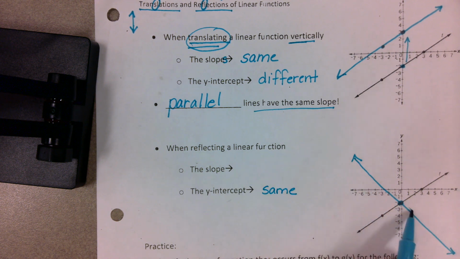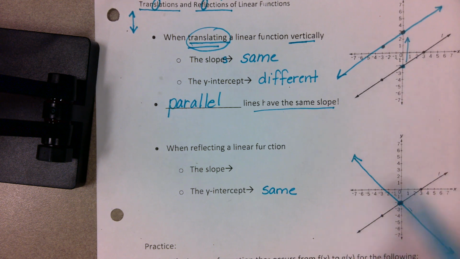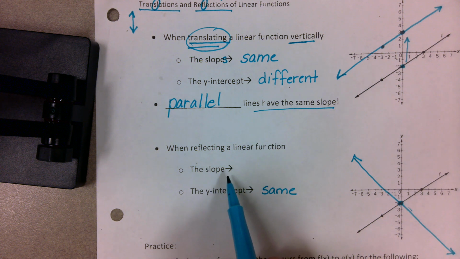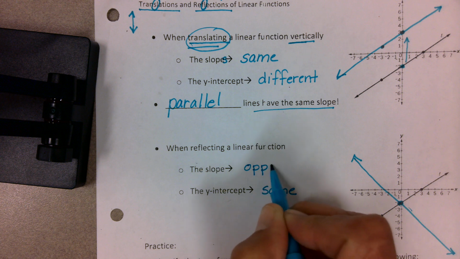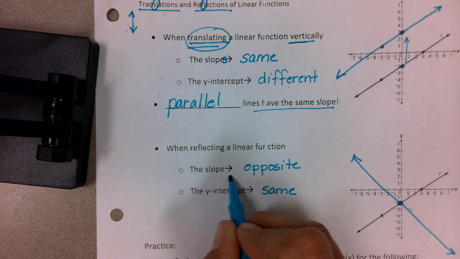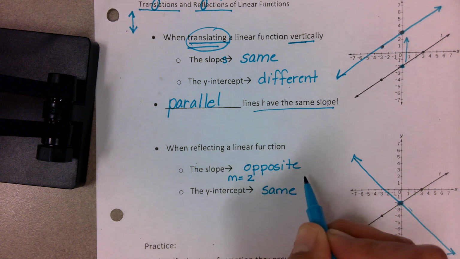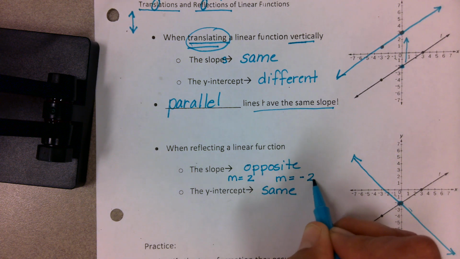Now, do they have the same slope? No, because if they had the same slope, they'd be parallel. These lines are not parallel. They're perpendicular. So the slope is going to be opposite. And what does that mean? If I have a line that has a slope of 2 and I want the opposite, the slope is going to be -2.